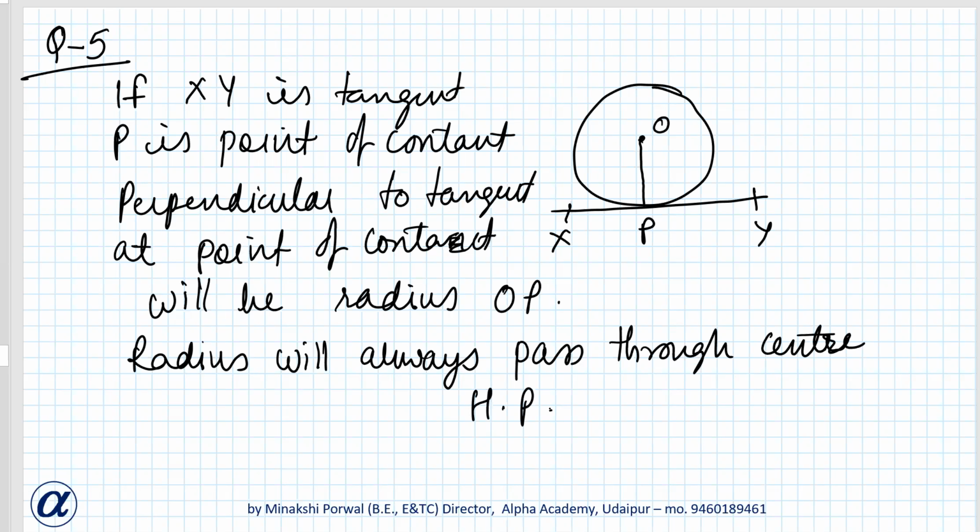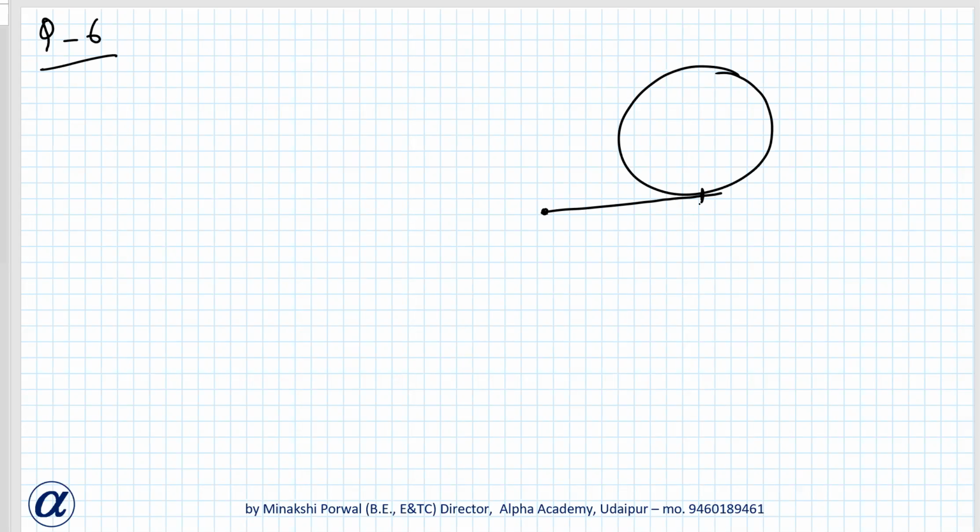So I will start. Question 6. The length of the tangent from a point A at a distance 5 centimeter from the center is 4 centimeter. Find the radius of the circle. So, length of the tangent from a point A is 4 centimeter, and the distance from the center is 5 centimeter.